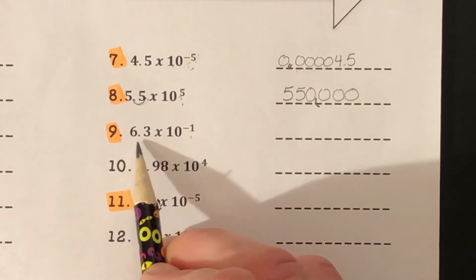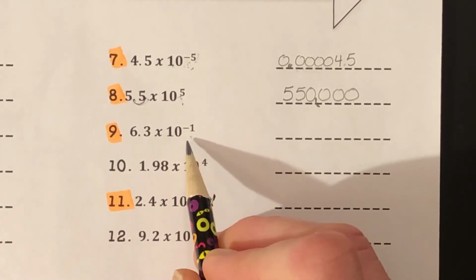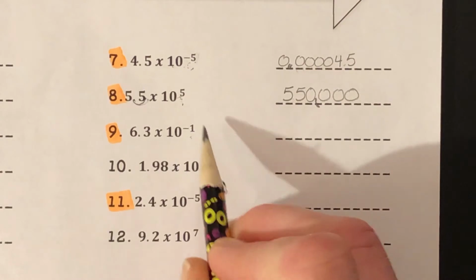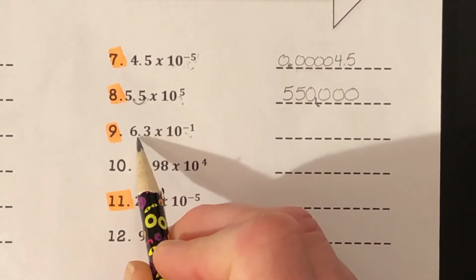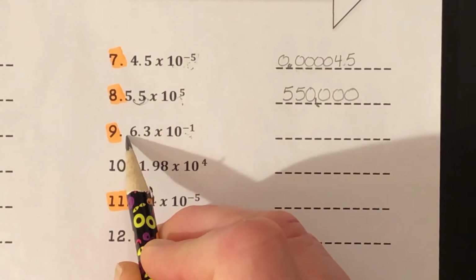So, number 9, it's a -1. I'm not going to move it very much. It's not going to be that small of a number, but it is going to be a small number, and it is going to be less than 1. So when I move it one place, it ends up before the 6.